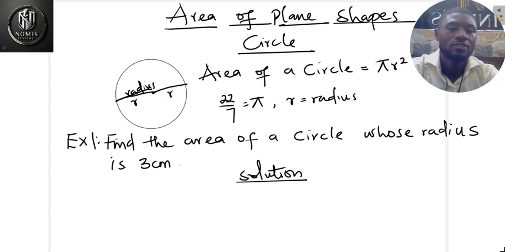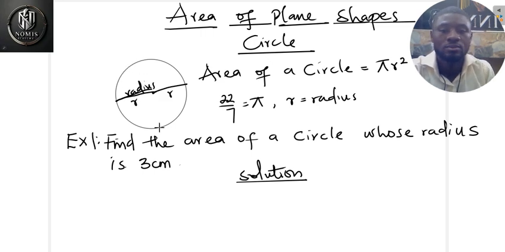In this video, I'll be teaching you area of plane shapes, and we're going to begin with circle. Yes, circle. This diagram you're seeing on your screen is a circle. The area of a circle is given by pi r squared.